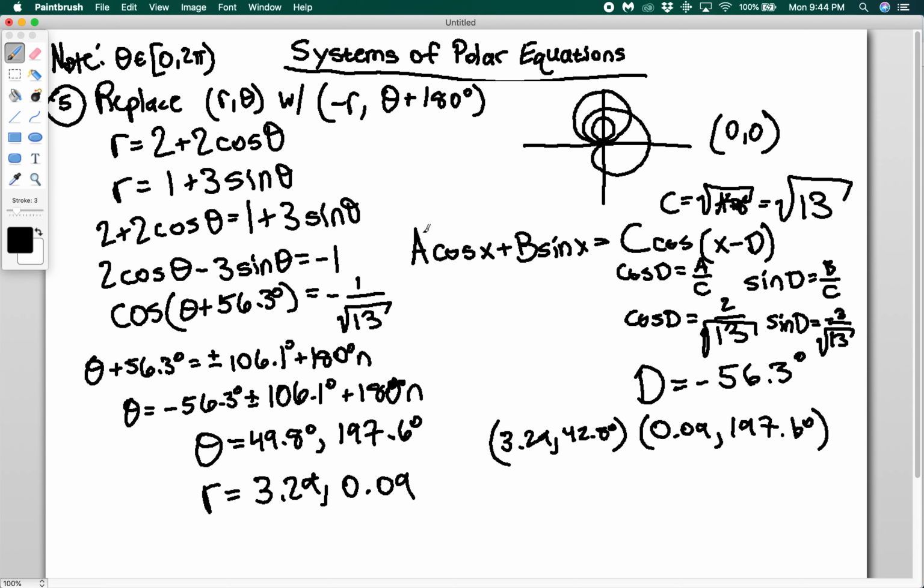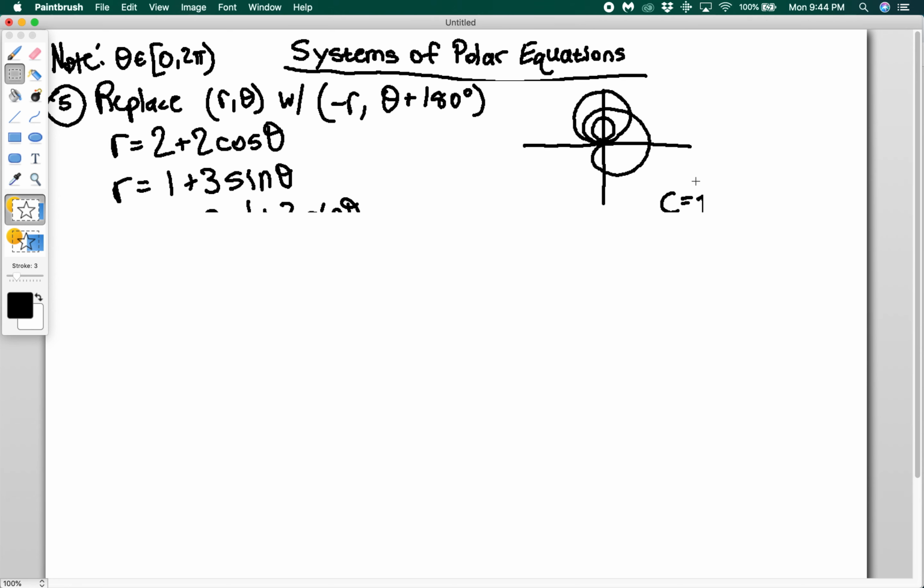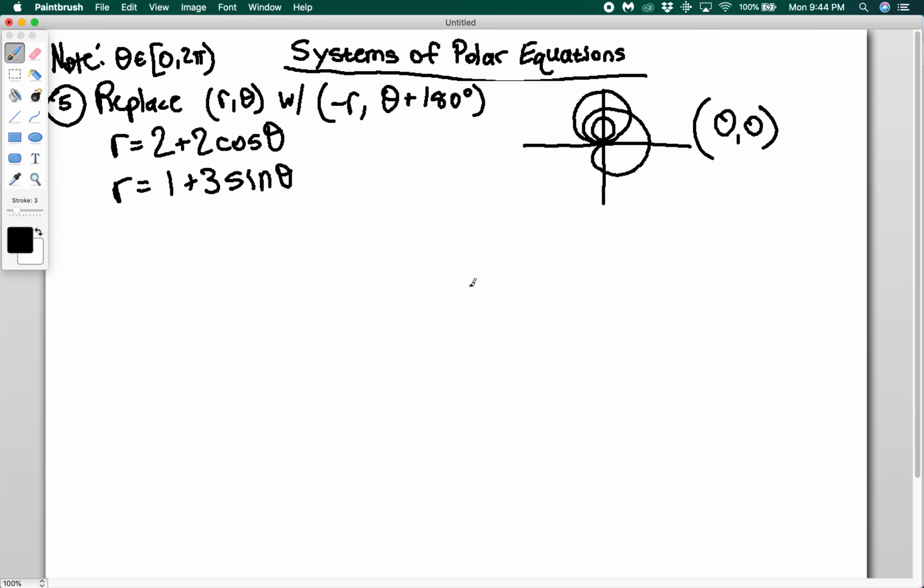So what we're going to do to check is we're going to actually do this replacement. So I'm going to get rid of all of our work so far. I guess I can leave the 0, 0 there. And we're going to do this replacement. Now, we're only going to replace one of them. So I'm going to replace the first one. So I'm going to turn this into, instead, -r equals 2 plus 2 cosine of theta plus 180 degrees.